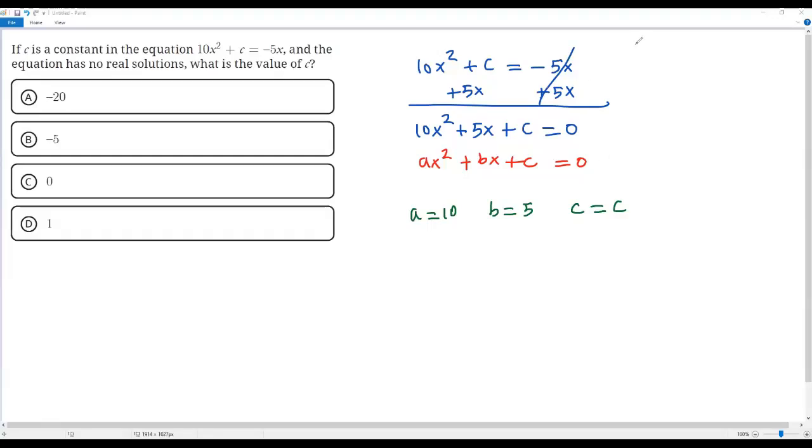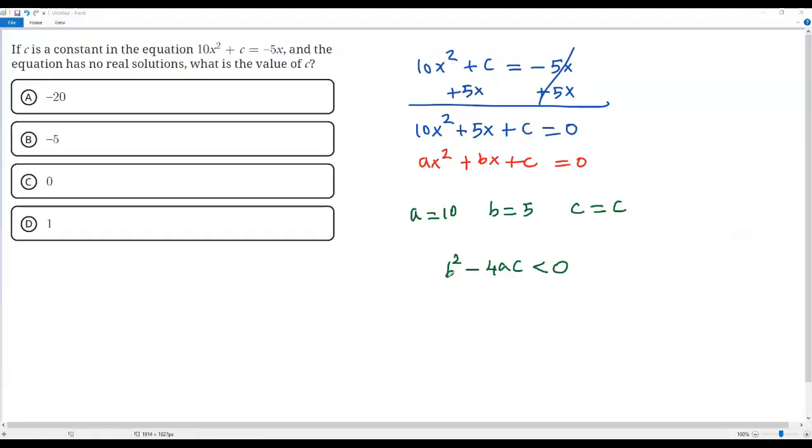Already the question clearly says the equation has no real solutions. Whenever a quadratic equation has no real solution, the value of the discriminant b squared - 4ac will be less than 0. You might ask, what if the quadratic equation has real solutions? It's very simple: the discriminant b squared - 4ac will be greater than or equal to 0, and the equation has real solutions. If the equation has no real solution, the discriminant has to be less than 0. So here I am taking the discriminant to be less than 0.